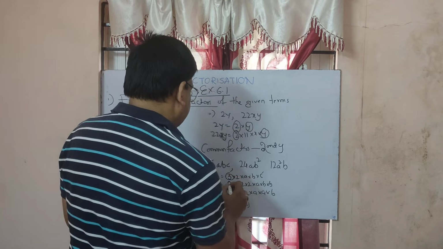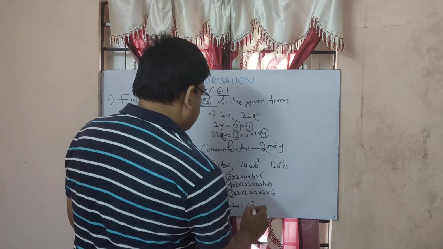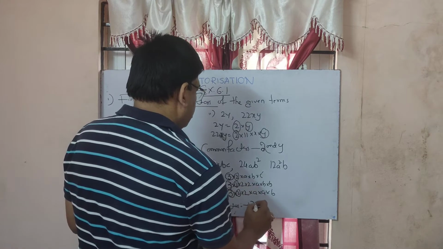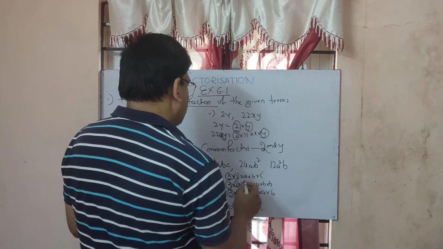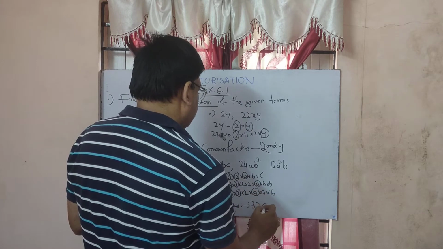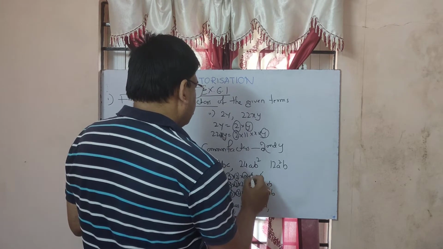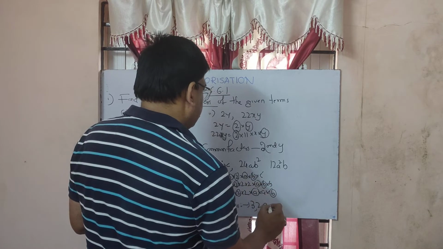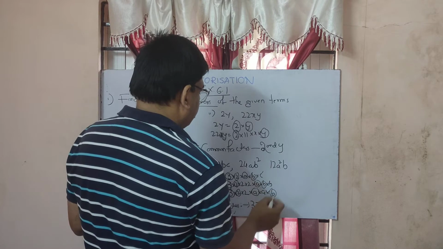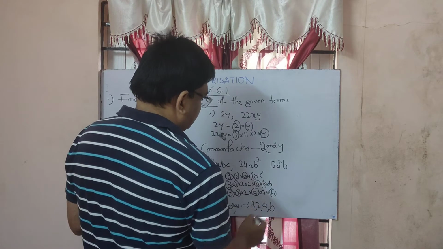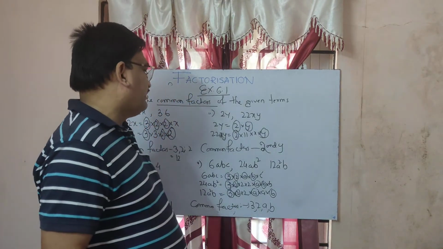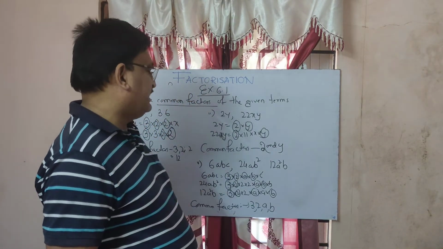Now you can see 3 is common here, so write 3. Now 2 is common here, write 2. A is common here, write A. B is common here, write B. C is not there in the others, and the A is not common either. So only these are the common factors of 6ABC, 24AB square and 12A square B: 3, 2, A and B.